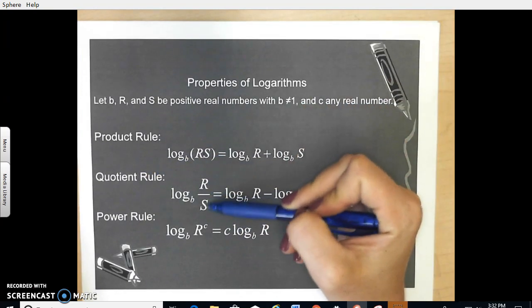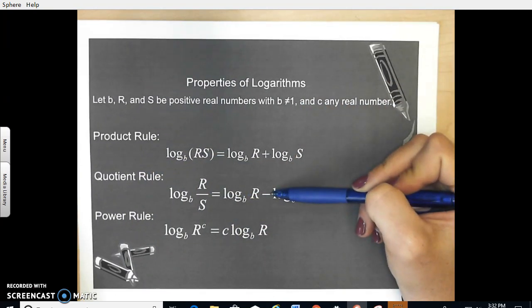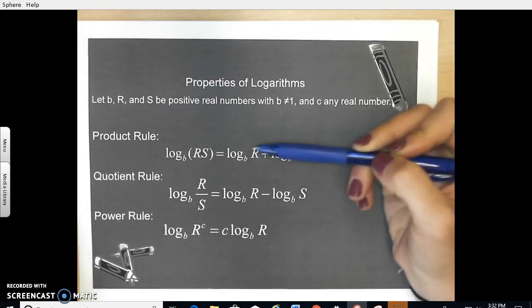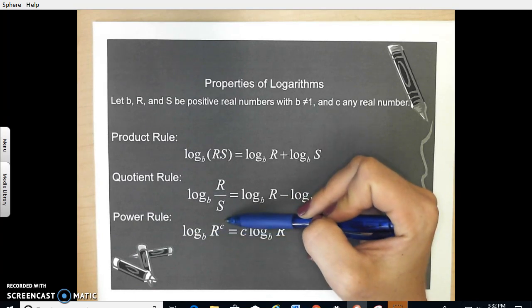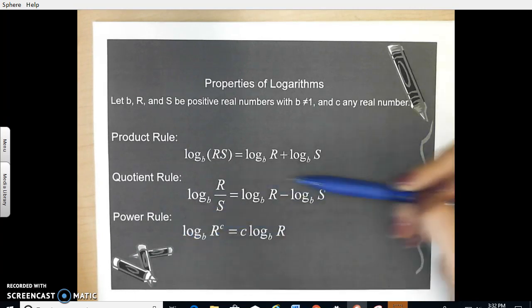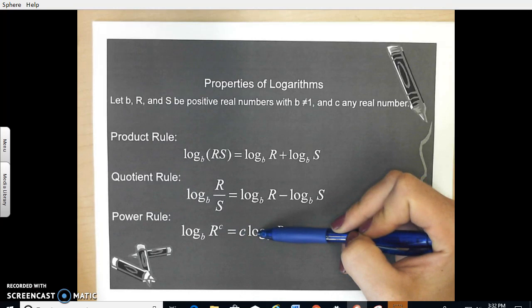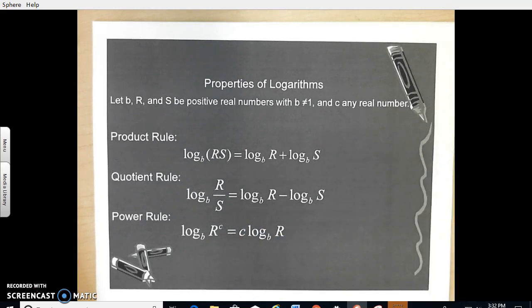Quotient rule, so if we're dividing, then we subtract our two logs. And then the power rule, if we have r raised to a power, we can bring that power to the front. So it would be c times log base b of r.